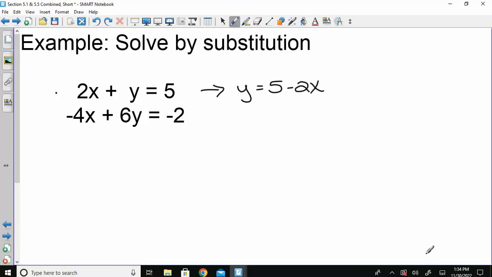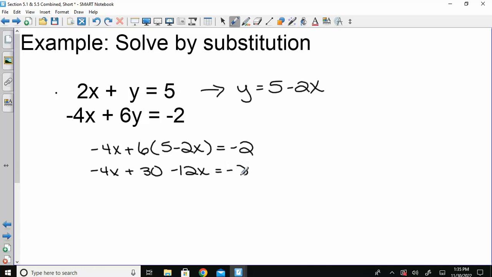Alright, so did you guys start off subtracting over the 2x? Yes. And then we have to plug that into the second equation because we haven't used it yet. So we have negative 4x plus 30 minus 12x equals negative 2.